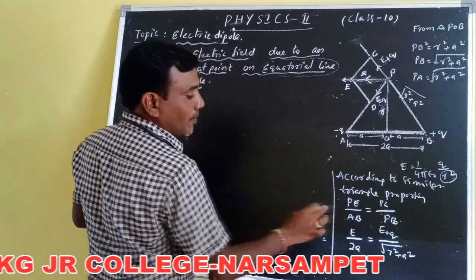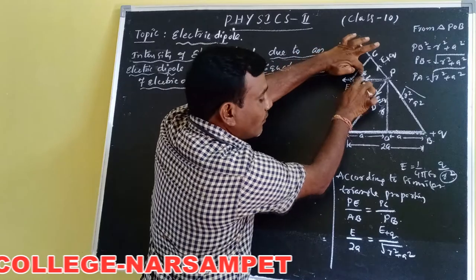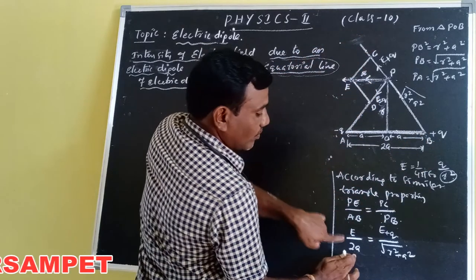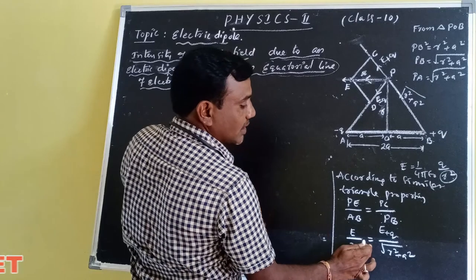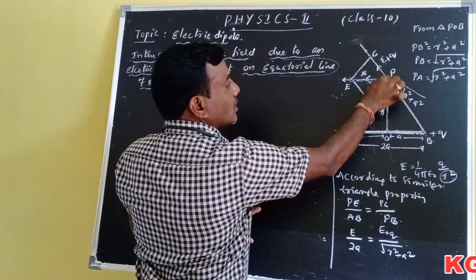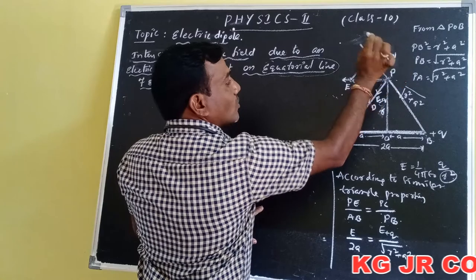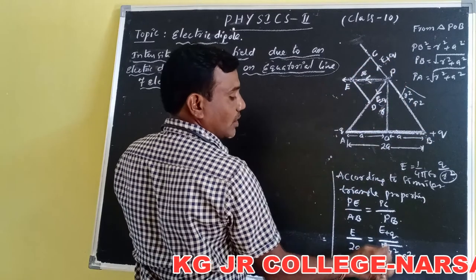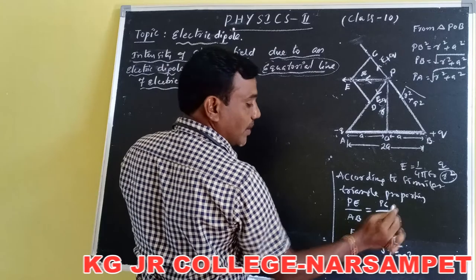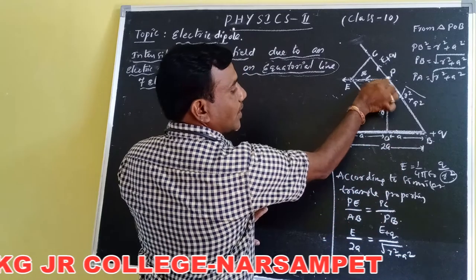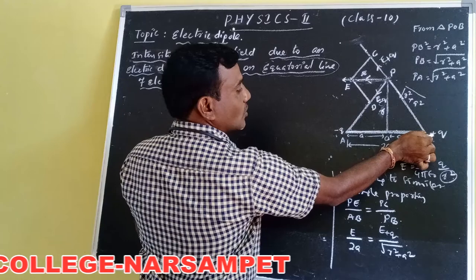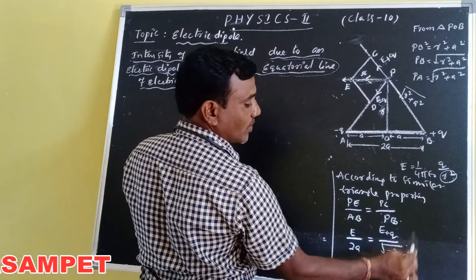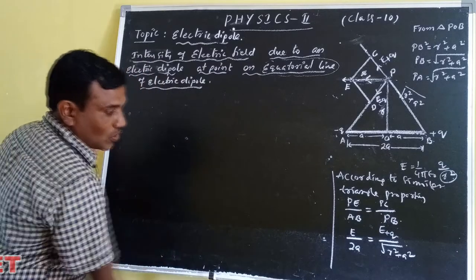Now here, PE means the resultant of the electric field, and AB means the length of the dipole, which is 2A. PC means E plus Q, that is, the intensity of the electric field due to the positive charge at point P. And PB means the distance between P and B, the positive charge, which has the value square root of R square plus A square. Now we do cross multiplication.